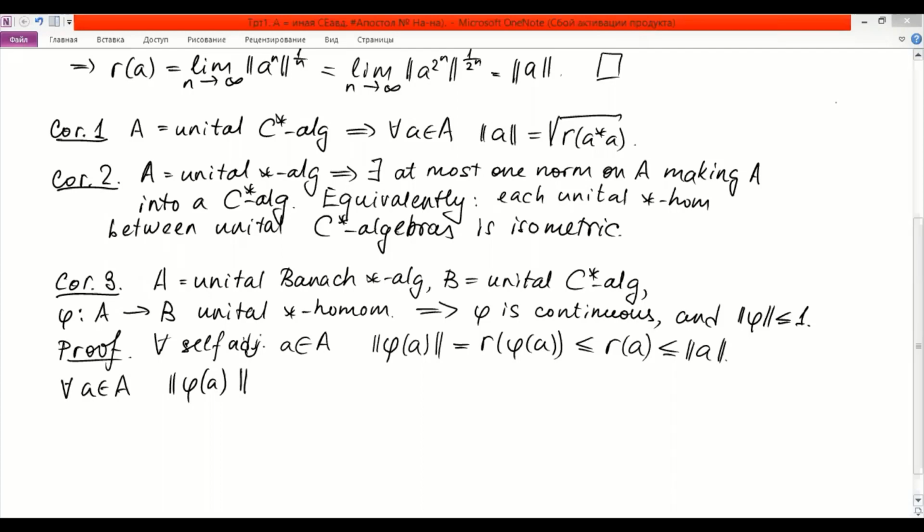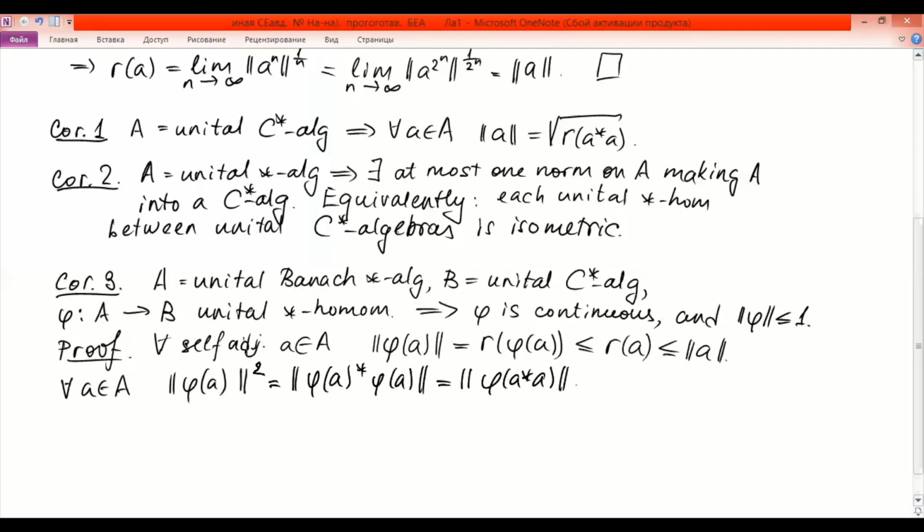So let's now take any element in our algebra A and apply the C-star identity to phi of a. So phi of a sits in the unital C-star algebra B. And by the C-star identity, we have the following equality. So this is the norm of phi of a star phi of a. Now, since phi is a star homomorphism, we can write this as phi applied to a star a.